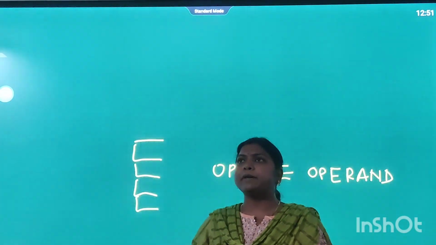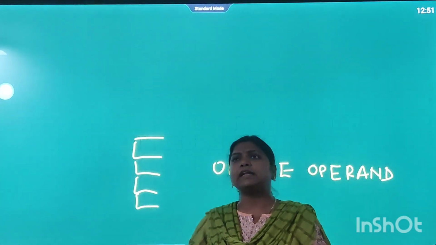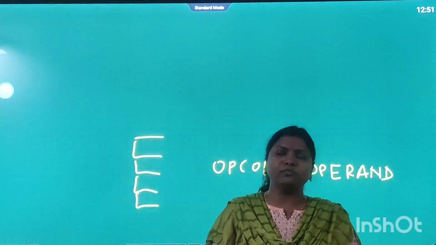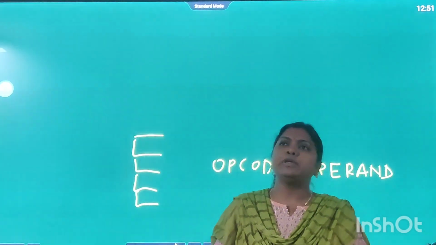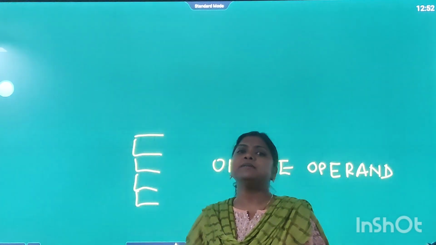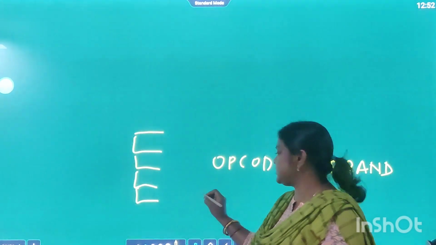So in the 8085 microprocessor, how many addressing modes are there? Different types of addressing modes are there, like register addressing mode, immediate addressing mode, direct addressing mode, indirect addressing mode, and implicit addressing mode. So what is direct addressing mode?